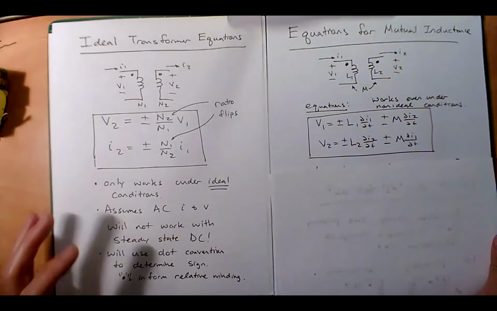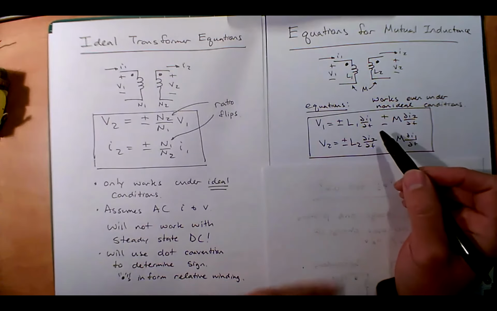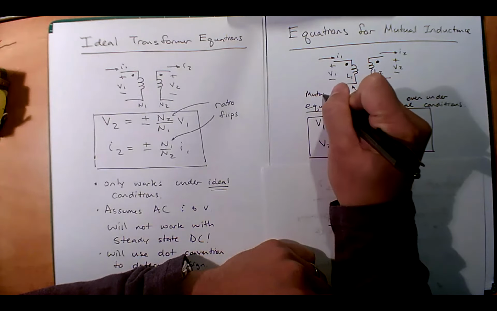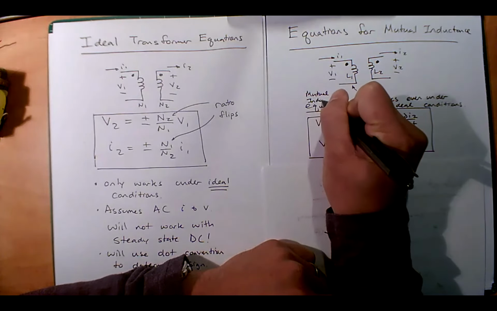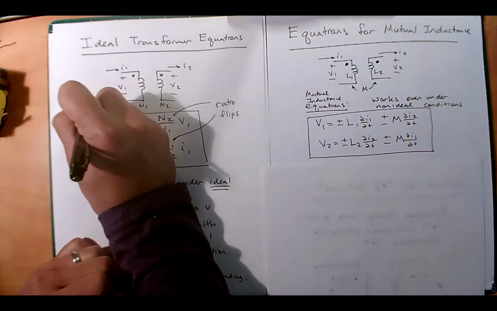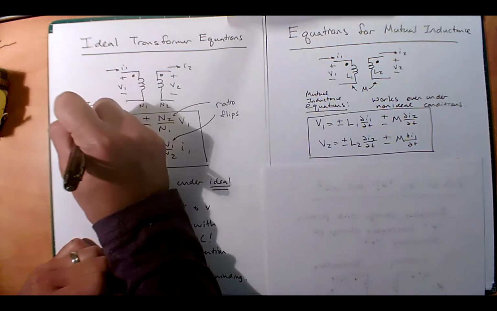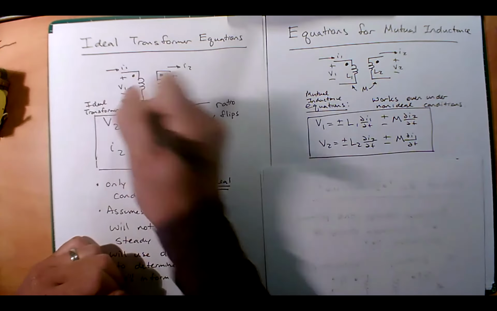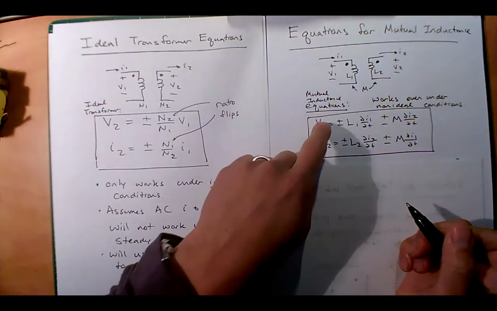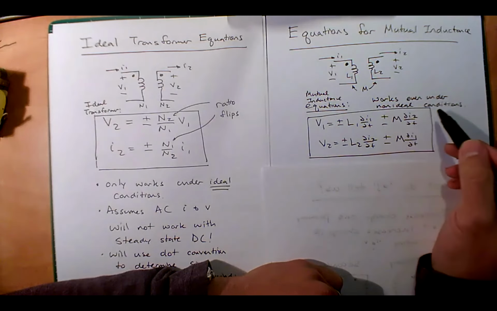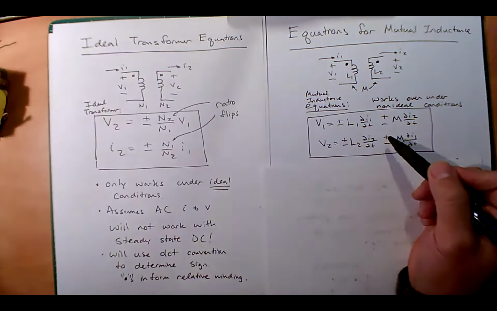Okay, so what happens if things are not ideal? Well, we have this other set of equations, and these are what we will call the mutual inductance equations. Maybe I can even put it here. Mutual inductance equations, right? Whereas these are the ideal transformer equations. That way we have a name for these sets of equations. Now, this works even under non-ideal conditions, right? This one you have to assume ideal.